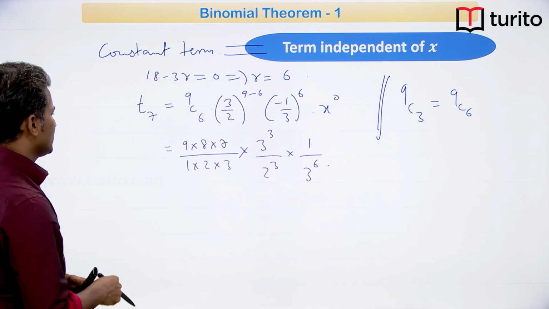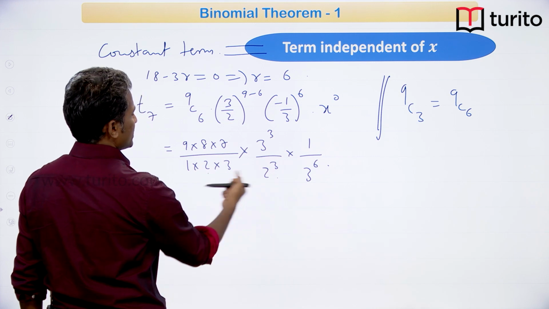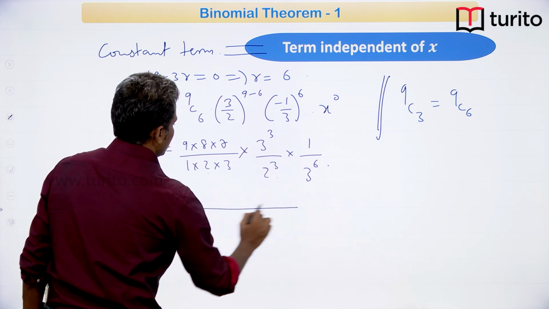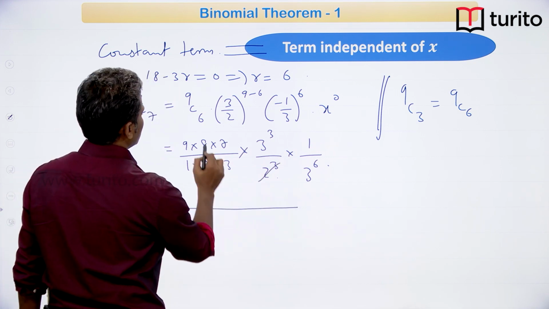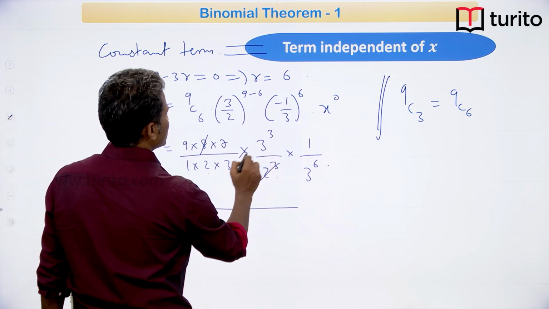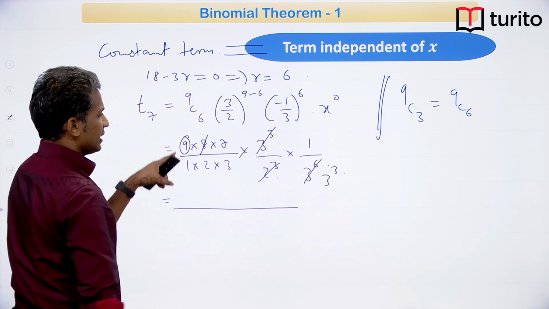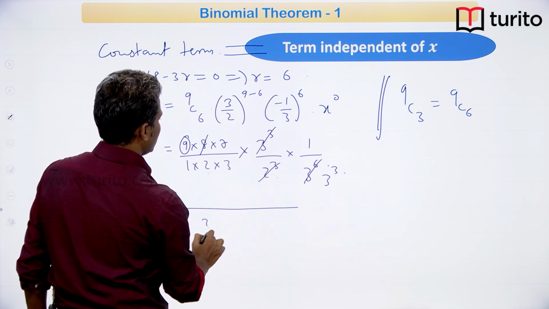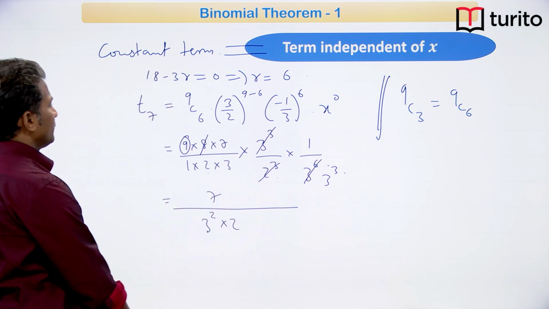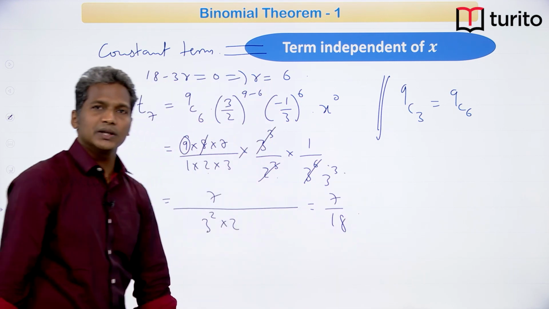Now let us simplify this. There is 2 cube here and there is 2 here, that means 2 raised to 4, which is 16. When 8 gets cancelled, we will have only 2 there, and there is 3 raised to 6. When this gets cancelled, we will get only 3 cube here, and there is this 3 square here. When that gets cancelled, we will be left with only one 3 square here, one 2 here and one 7 here. So, the value is going to be 7 by 18. This is our constant term.